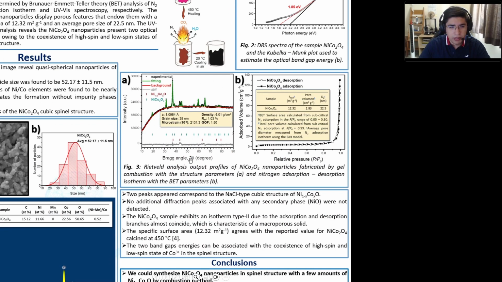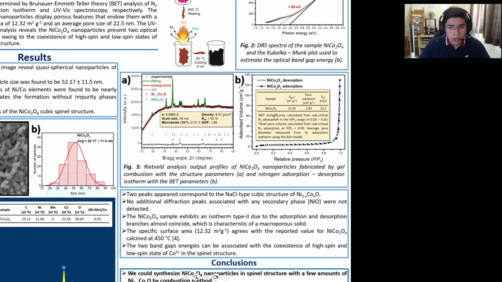Now, in this part of the poster, we can see in the figure the room temperature X-ray diffraction patterns. The peaks of the X-ray diffraction patterns match perfectly with the standard peak positions of the nickel cobaltite spinel structure. However, we can observe the formation of nickel cobalt oxide in a ratio of 1 to 1.